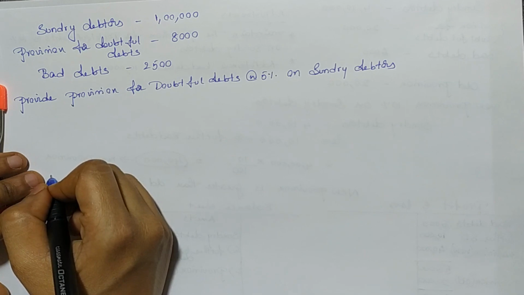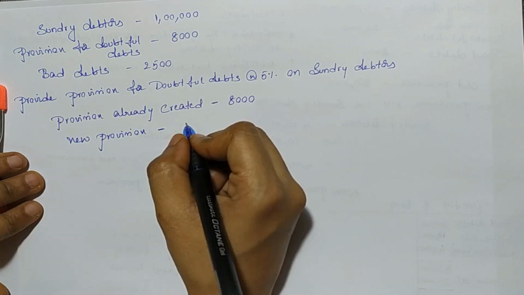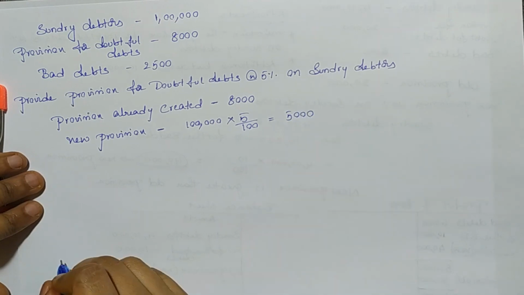We will see another example wherein the old provision amount for doubtful debts is higher than the new provision amount. Here in the trial balance, we have sundry debtors, provision for doubtful debts and bad debts. In the adjustments, they are asking us to provide provision for doubtful debts at 5% on sundry debtors. First, we will calculate the provision amount. In this example, we don't have any additional bad debts given in the adjustment. So, we can directly calculate provision percentage on the sundry debtors. Provision percentage is 5%. 5% on 1 lakh comes to 5,000.